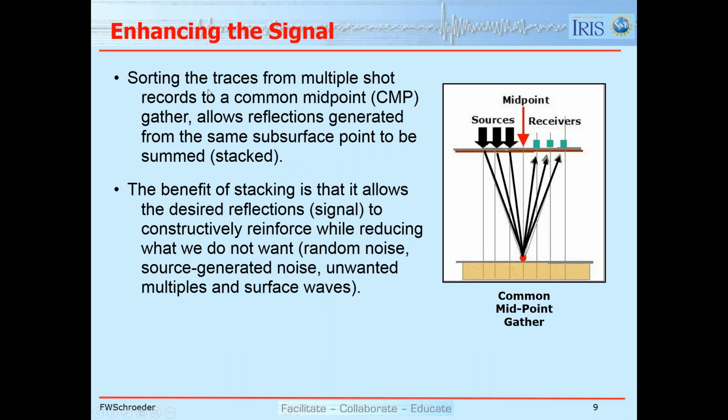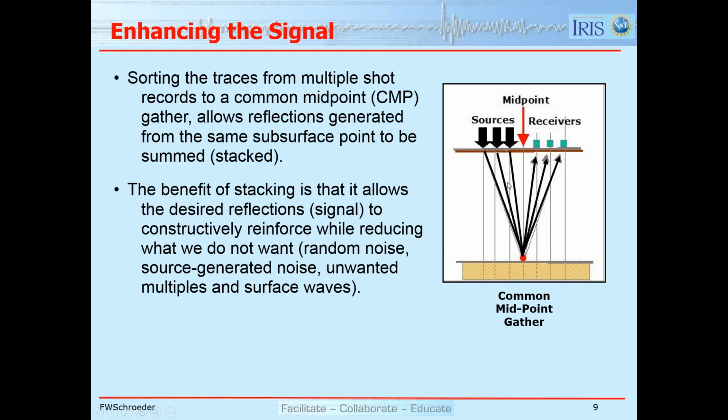To enhance the signal, what we'll do is sort the traces from multiple shots into receivers, and we do that sorting based on a common midpoint, CMP. So we have a shot here, energy goes down. Let's say we're interested where this little red circle is, that little piece of the subsurface. The reflected energy comes up and hits this receiver.